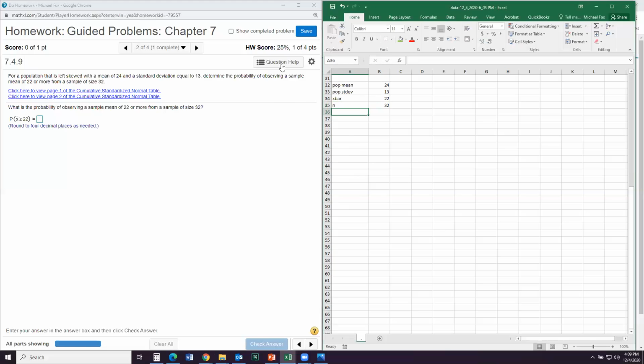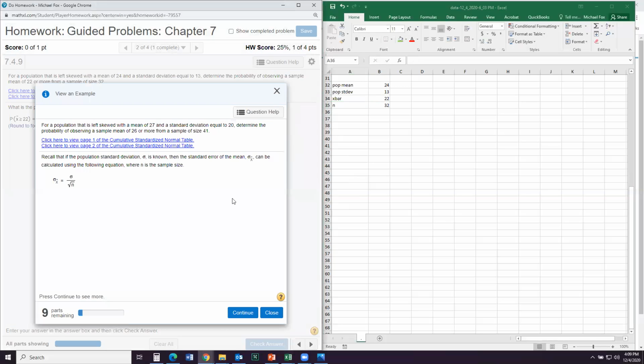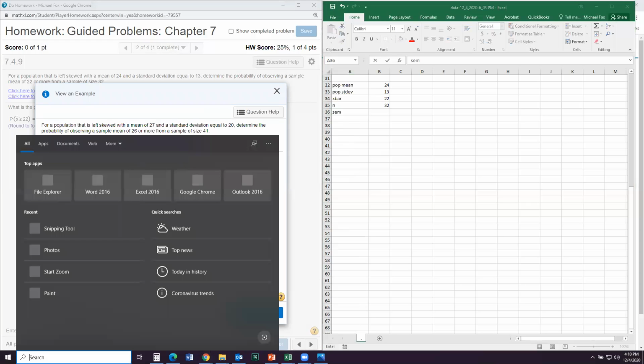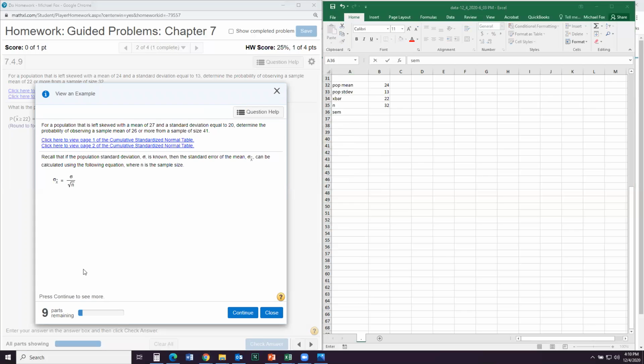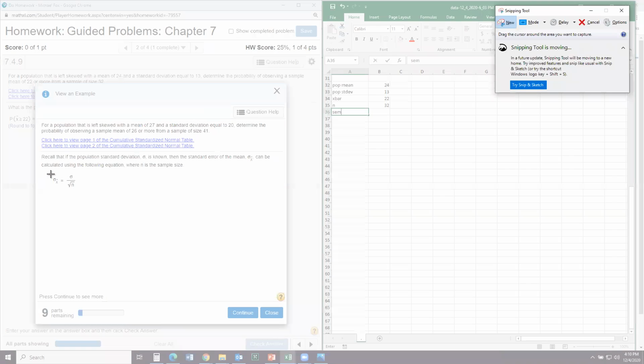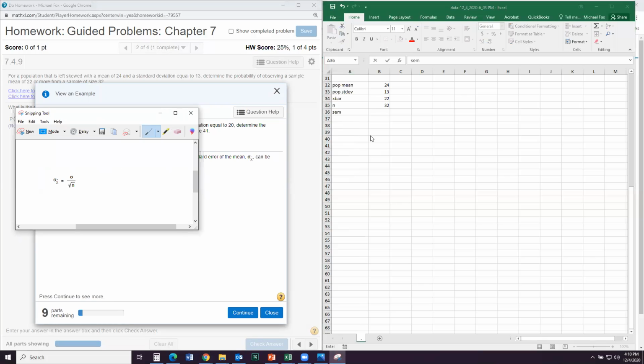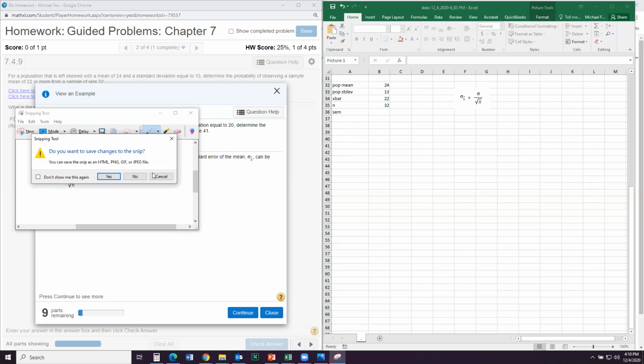Otherwise, you can use your book, or I like to go to the question help, go to view an example. And it tells us the first thing we're going to need to figure out here is what's called the standard error of the mean. And the formula for the standard error of the mean is right here. Standard error of the mean is the population standard deviation divided by the square root of n. So what I like to do is use the snipping tool that I have here. And actually, I just cut out a little picture of the formula, paste it right into Excel. Then my chances of making an error are way less.